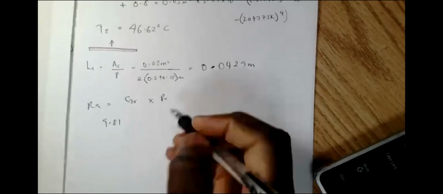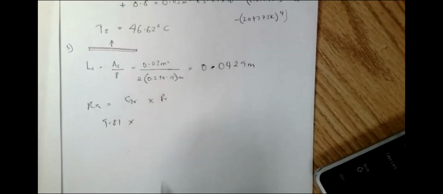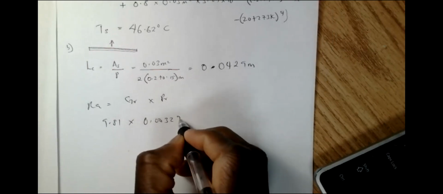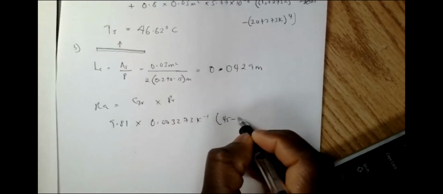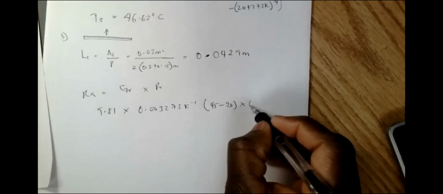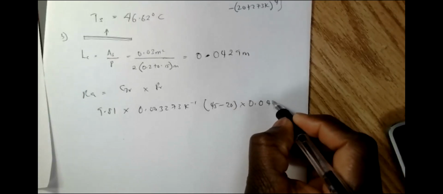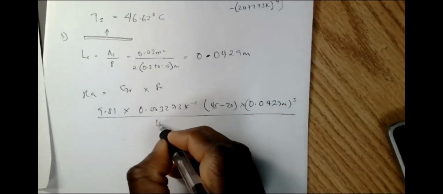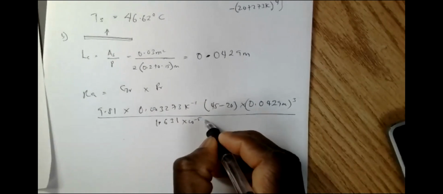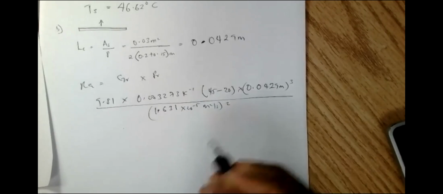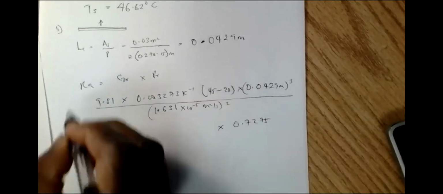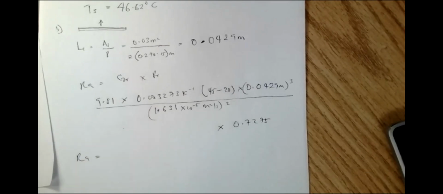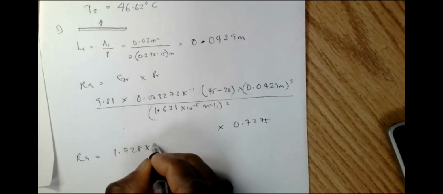We have this equation to be 9.81. Remember this equation? So I'm just going to multiply this and then multiply by the Prandtl number. So 9.81 multiplied by beta, which we got to be 0.003273 K inverse, times 45 minus 20, and then multiplied by the cube of the characteristic length. All this is divided by the kinematic viscosity, which is the same. Then multiply all this by the Prandtl number to get the Rayleigh number. So in this case, our Rayleigh number is 1.728 times 10 raised to the power 5.